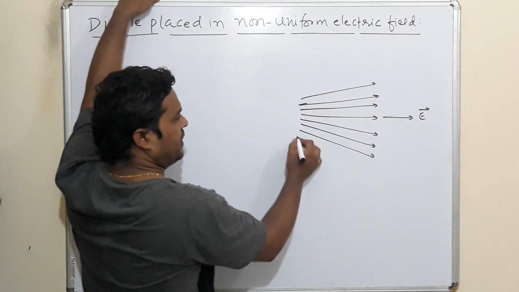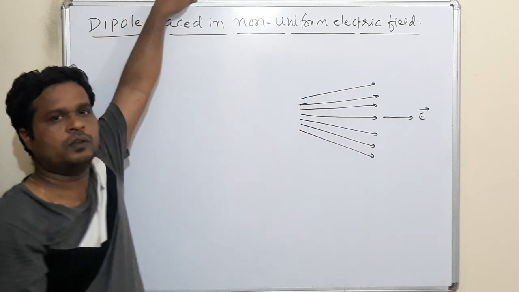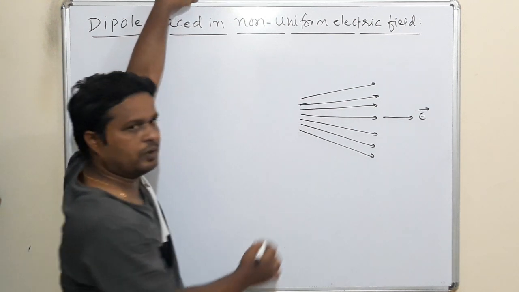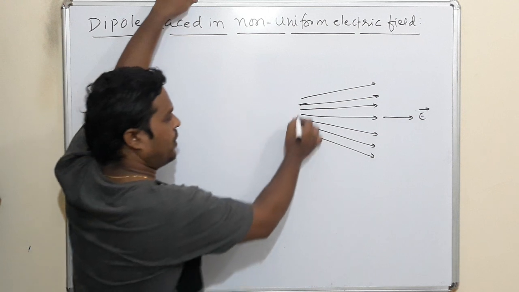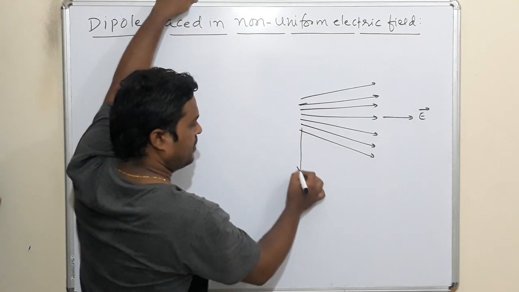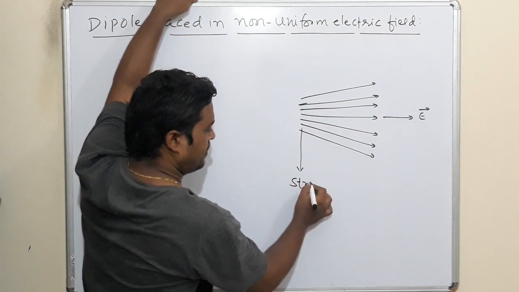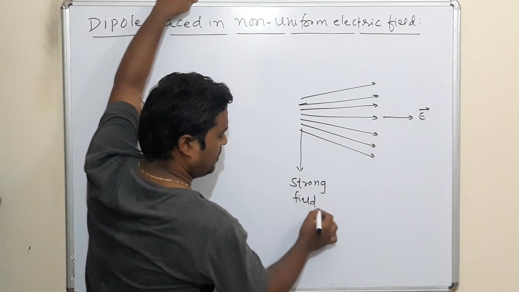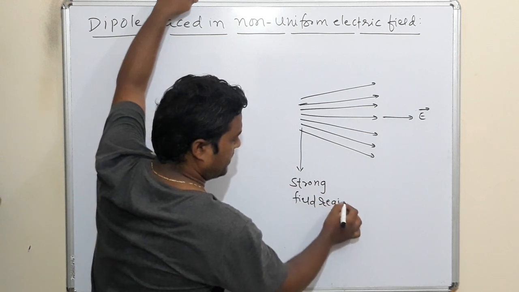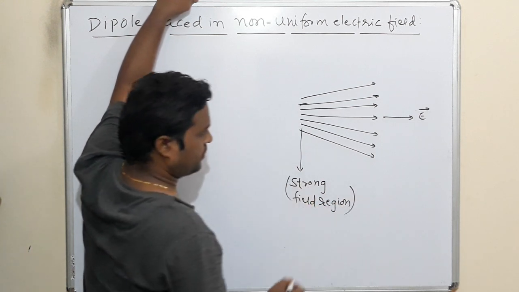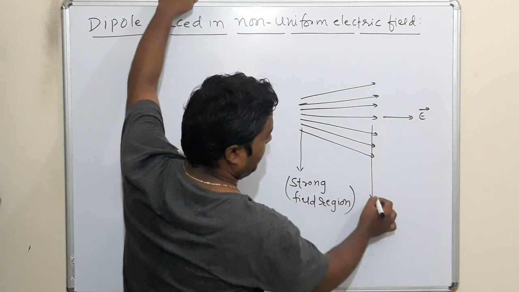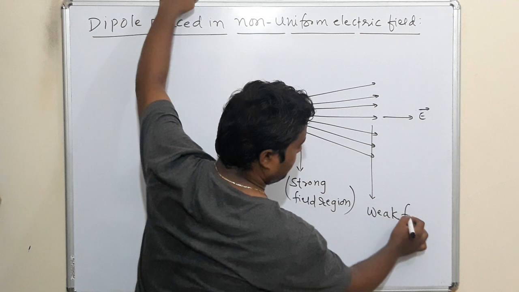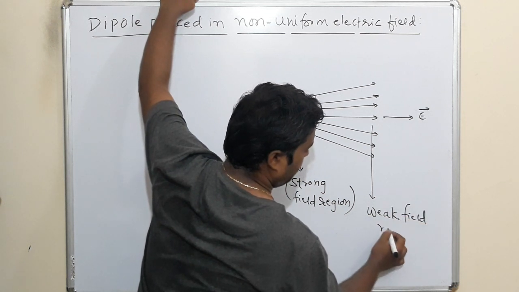If field lines are closer to each other, the crowding of lines will be more. If crowding of lines is more, this is called strong field region, where crowding of electric lines of force is more. Where crowding is less, we call it weak field region.